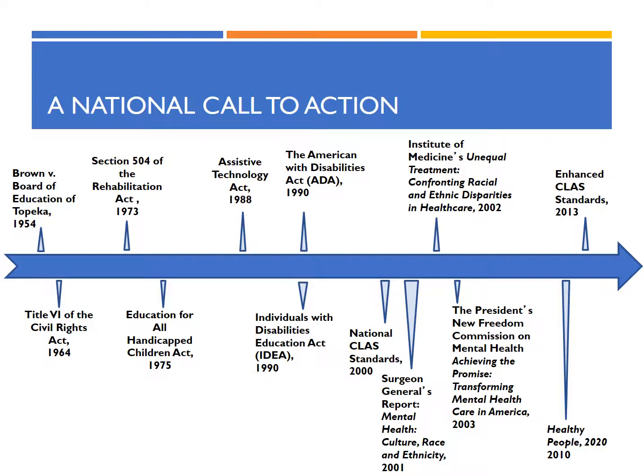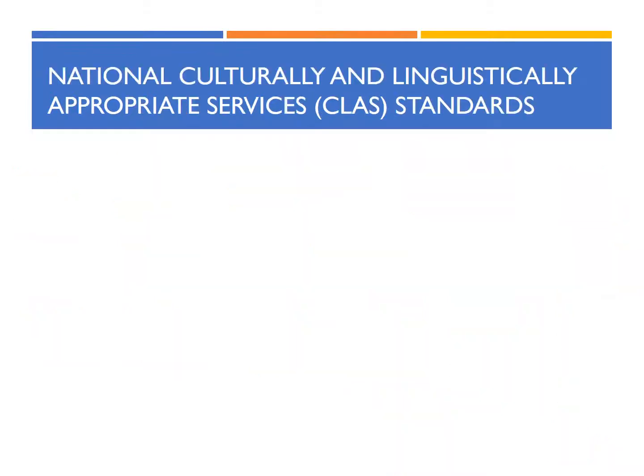So they're very closely linked to this and other laws and policies shown on this timeline that have focused on increasing access to needed services and inclusion for all Americans in all aspects of our society, regardless of cultural identity or affiliation. The original national standards for culturally and linguistically appropriate services in health and healthcare were developed and published in 2000 by the U.S. Department of Health and Human Services, Office of Minority Health.